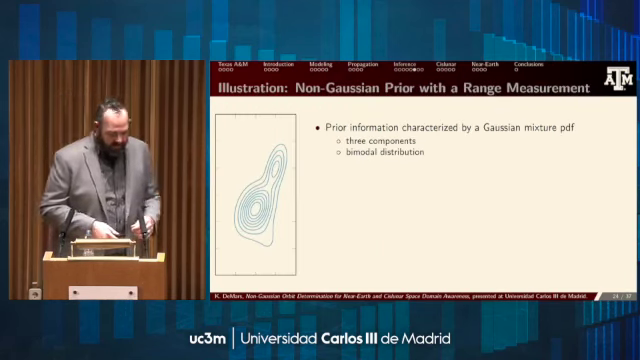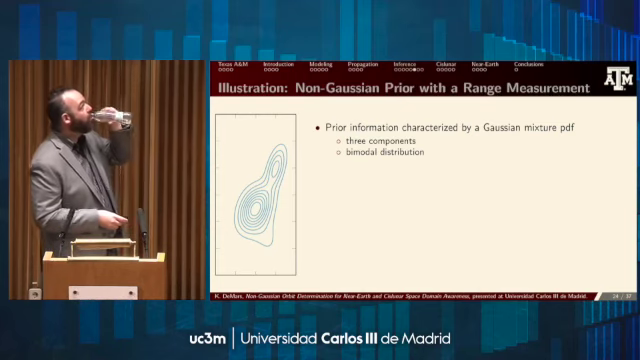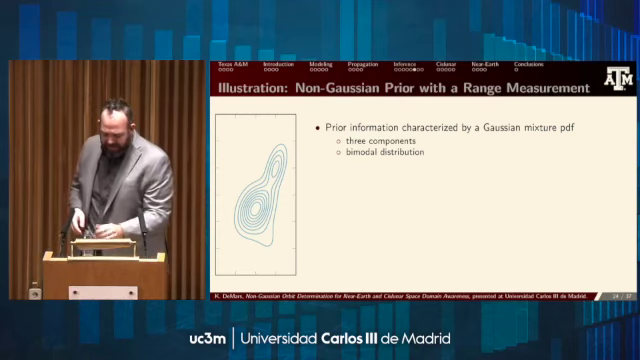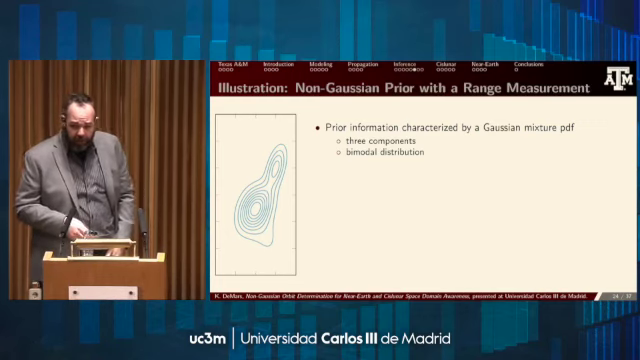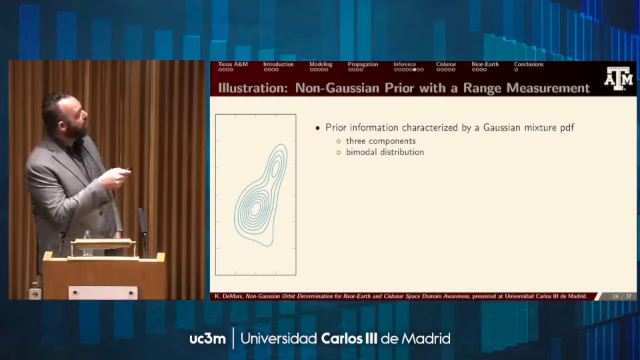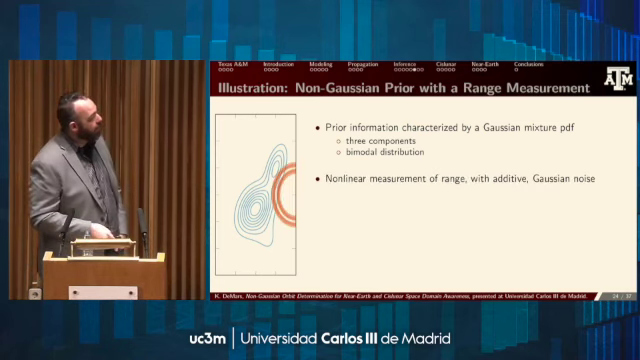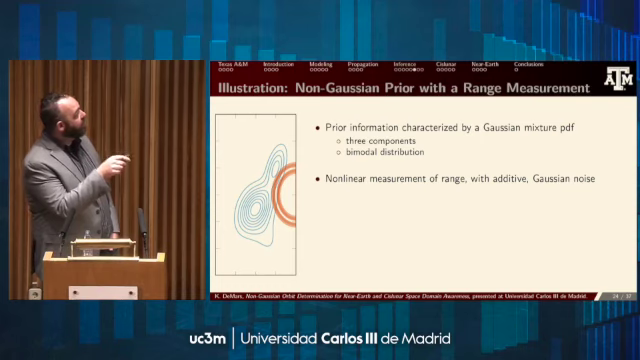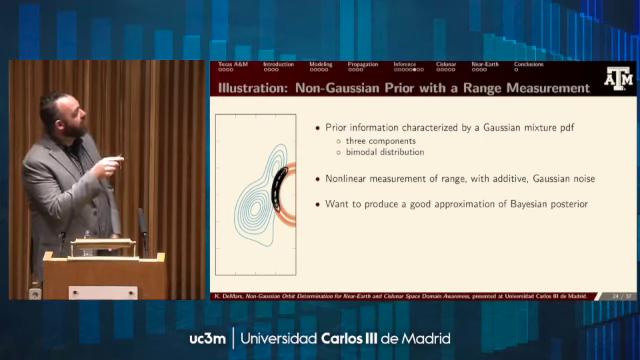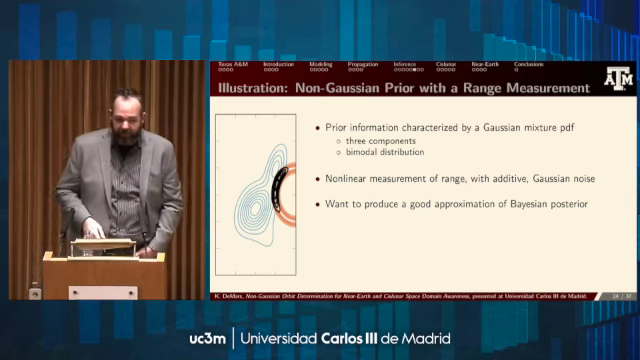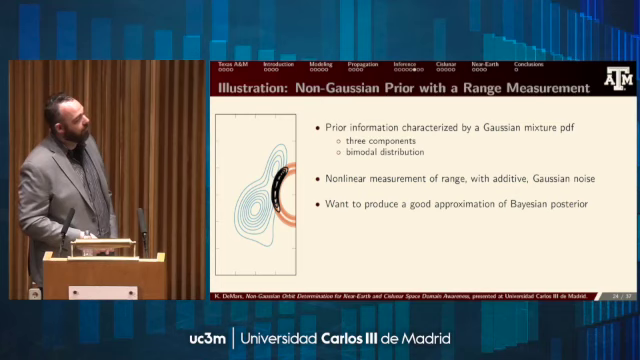So let's put this together in a bit of an illustration just to make it make sense. We have a set of prior information that's characterized by a 3-component bimodal Gaussian mixture. So this is our prior. We take a nonlinear measurement of range that has additive Gaussian noise. So this is our range measurement and the uncertainty contours for it. And then Bayes' rule says this would be the posterior, this little curved guy. We want to produce a good approximation of that Bayesian update.